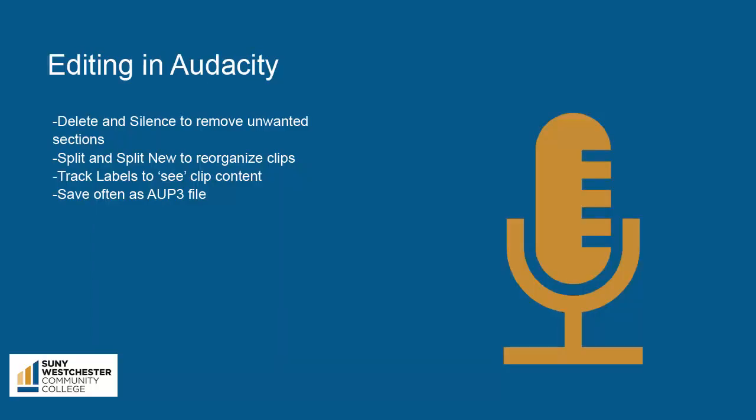In this video, we've learned how to make basic edits to our audio track. Using delete and silence, we've cut all unwanted parts from the initial recording. Using the split and split new function allows us to reorganize sections post-recording. Labeling clips makes it easier to edit, especially when working with multiple tracks. Saving often as an AUP3 file is also good practice so we don't lose our work.